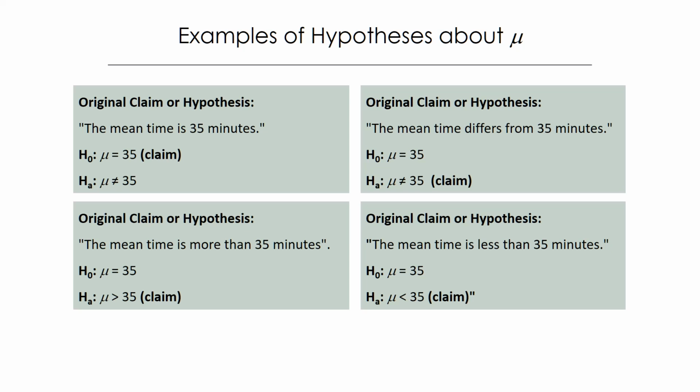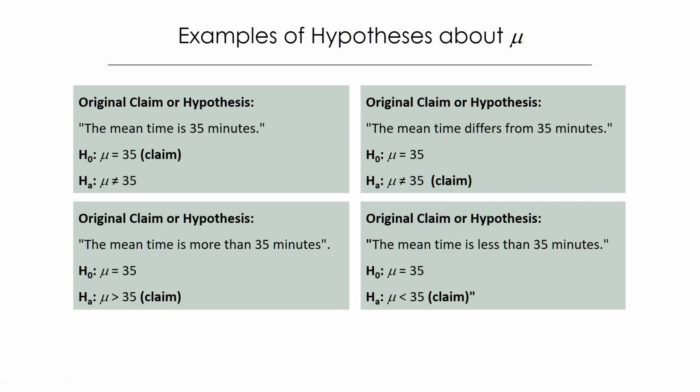35. In the lower left-hand corner, the original claim or hypothesis is that the mean time is more than 35 minutes. So this also would be the alternative hypothesis, that mu is greater than 35, because again, the null hypothesis has to be that the mean is equal to 35. The alternative hypothesis is always that the mean differs somehow from a certain value, from the assumed value in the null hypothesis, in this case that it's greater.